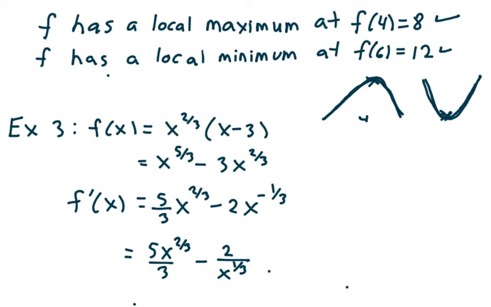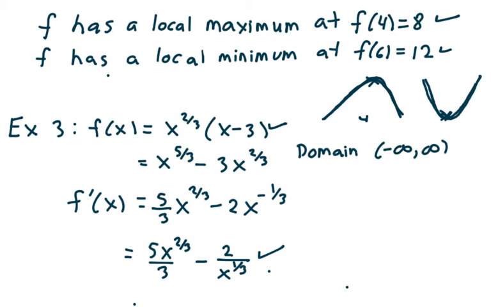Example 3, f of x equals x to the 2/3 times x minus 3. And by the way, the domain for example 3, interestingly, is negative infinity to infinity. Okay? So when we take the derivative, we get 5x to the 2/3 over 3 minus 2x over x to the 1/3.